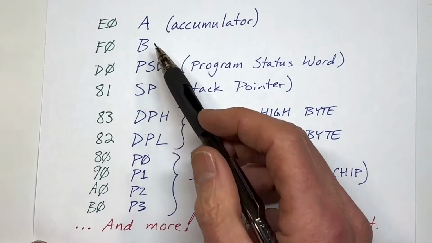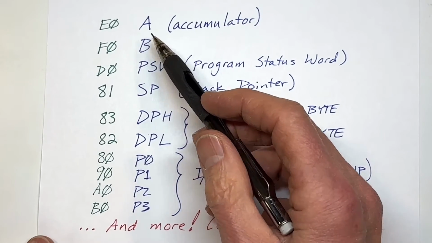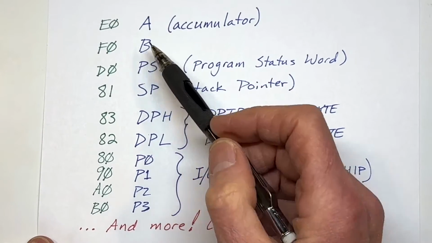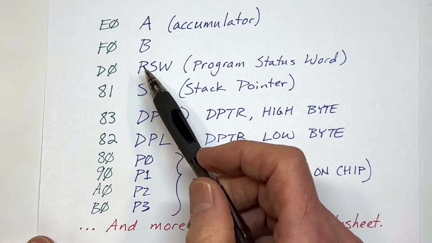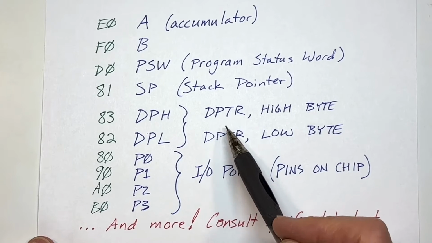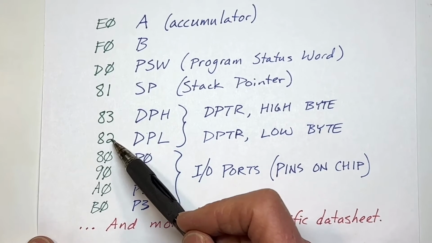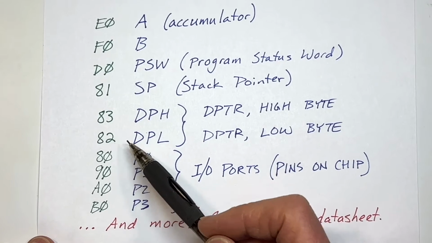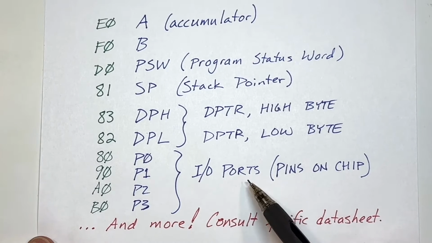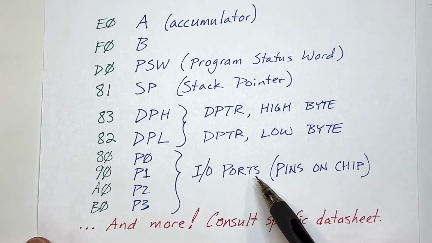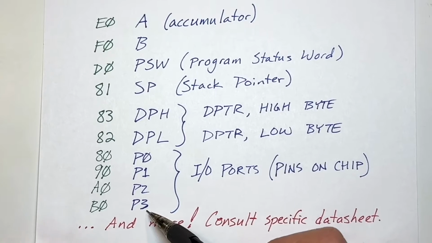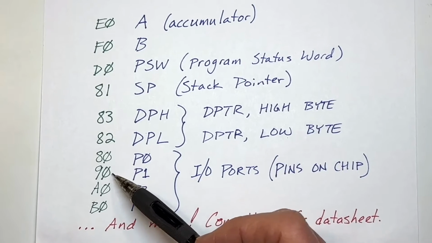So these special function registers, that is the memory mapped registers, include a number of different registers: the A register, the B register, the program status register, the stack pointer, and the DPTR register, which is 16 bits, is mapped into 2 different bytes in the internal memory. And then we have a byte for each of the 4 I/O ports. So these correspond to the pins on the chip, and there can be up to 4 ports on an implementation of the 8051 architecture, and those ports are mapped into these locations here.